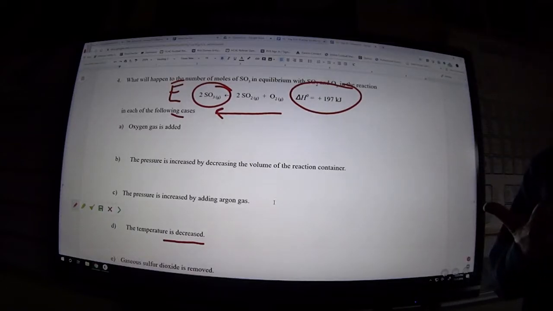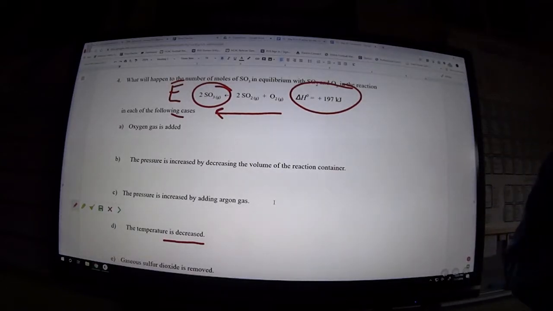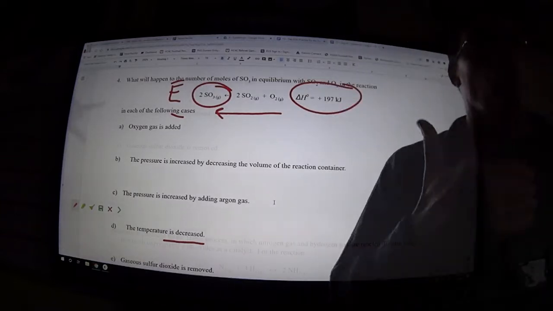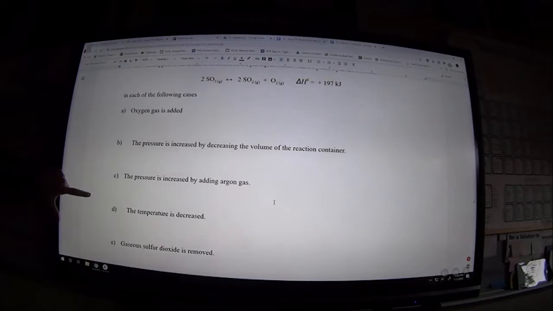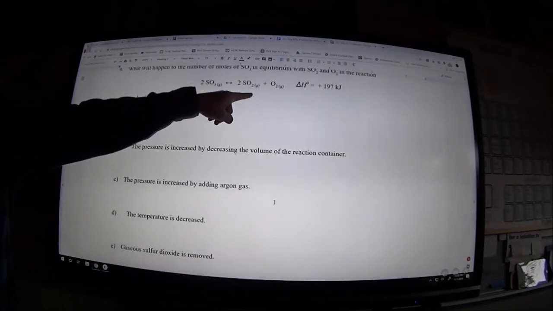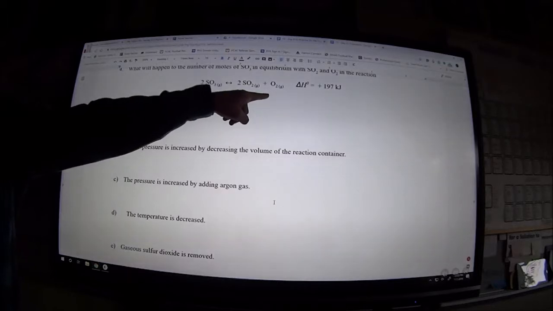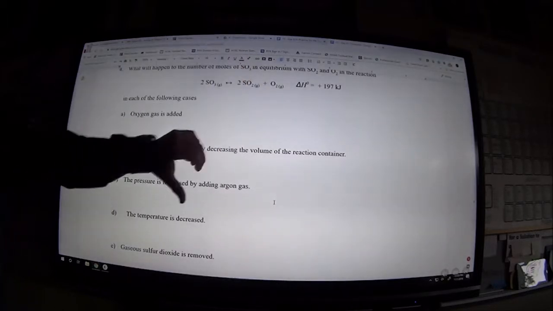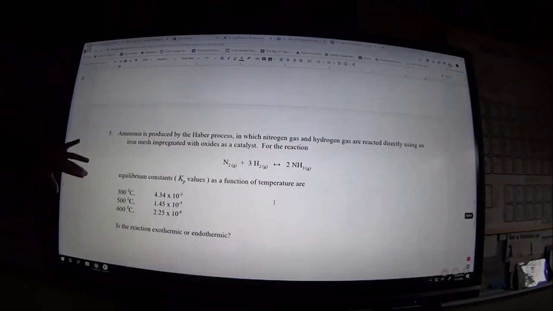All right, we good? We're going to get some more temperature. Oh, yes, Maddie B. Why does K change? Because the temperature changed, so your concentrations will be different. Gaseous sulfur dioxide is removed, so we're taking some product away. It's going to shift to the right, therefore SO3 will go down. Good, awesome.